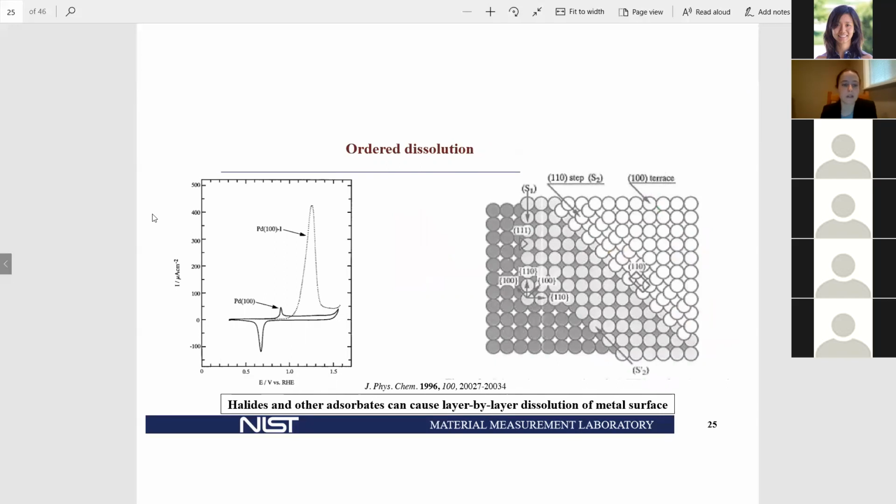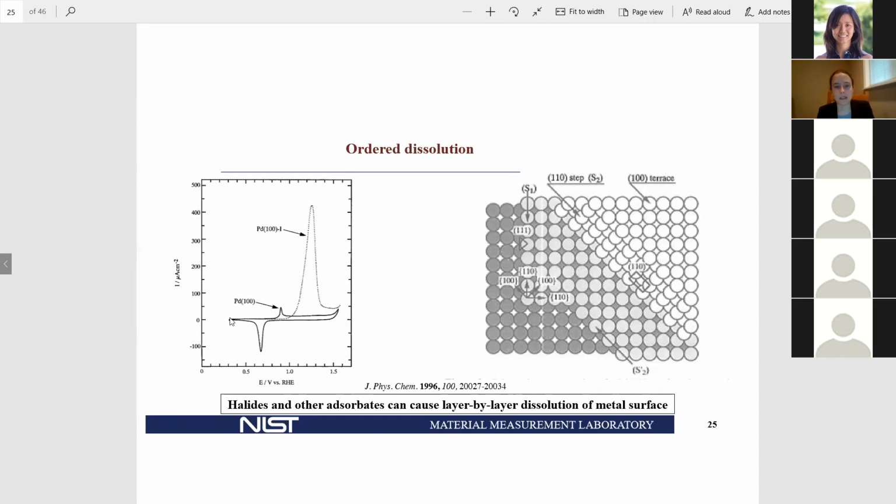Under potential control, something rather extraordinary happens for the palladium 100 surface. Here in the solid black line, I show a voltammogram of palladium 100 without the presence of iodine. One can see that under potential control, at low potentials, nothing happens. Then there's a small peak associated with the oxidation of the surface. A protective oxide layer forms, and nothing else happens to the electrode. This is reversible and clean.